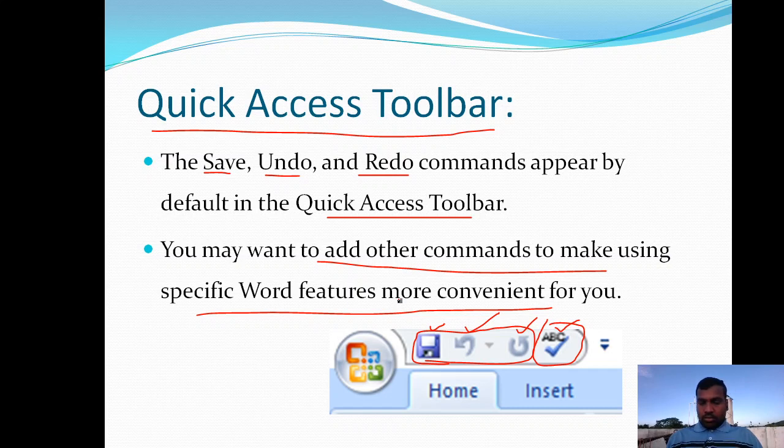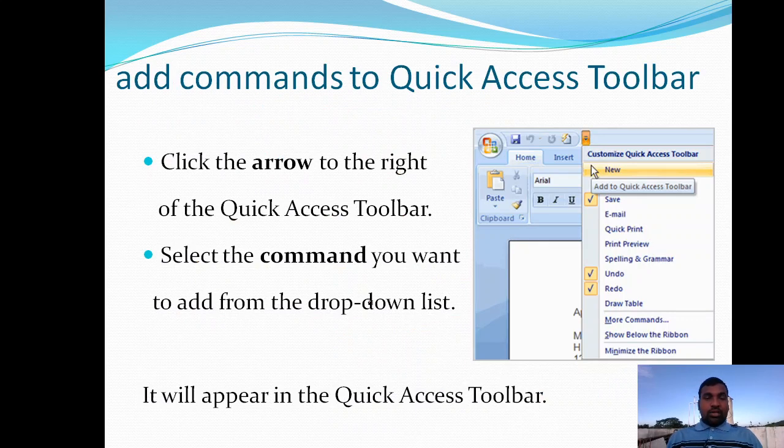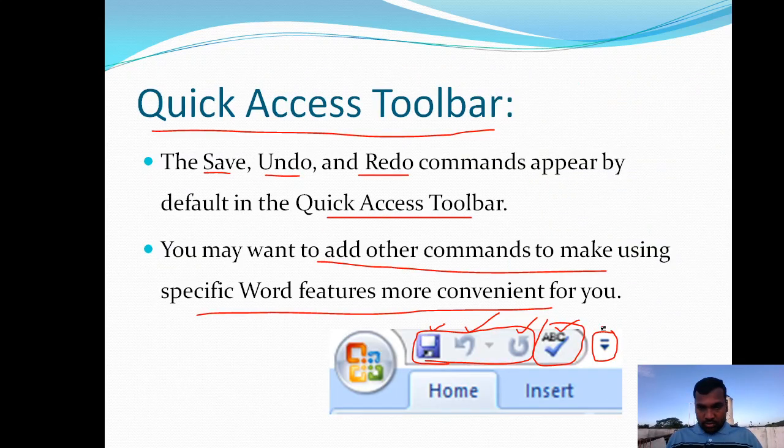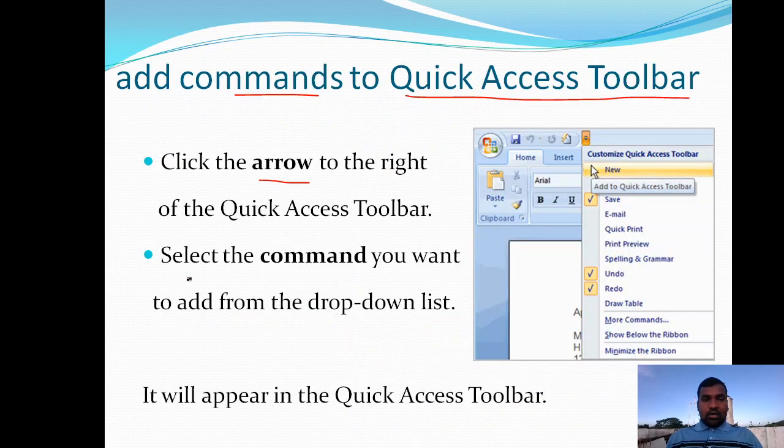Okay, so for that purpose what you need to do is click on this down arrow button, then add commands to the quick access toolbar. Adding commands is nothing but customizing the quick access toolbar. So click on the arrow to the right of the quick access toolbar. This is the arrow. Click on the arrow to the right of the quick access toolbar and select the command you want to add from the drop down list.